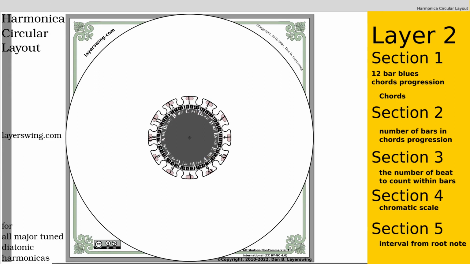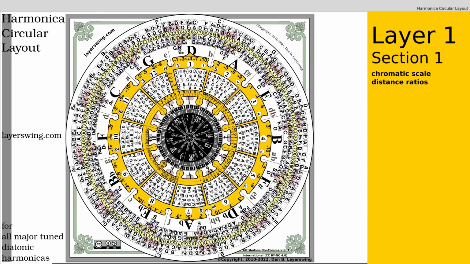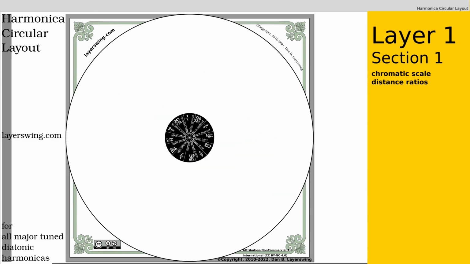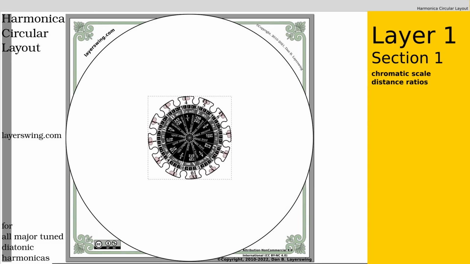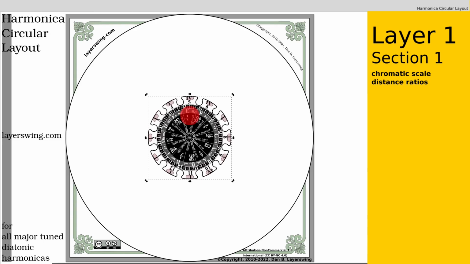Section 5. There are the distances between notes and the root note. Layer 1. Shows the chromatic scale distance ratios and their names. Select the root note, turn to 1-1, and read the distance or ratio value.